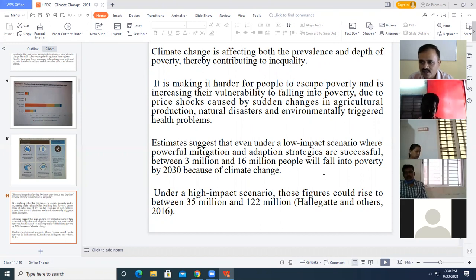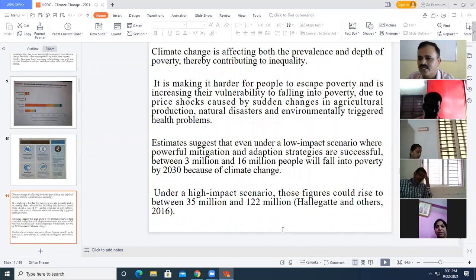So even if the countries of the world mitigate this problem of climate change and adopt various strategies to control the emissions and so on, even then poverty increases. That is, 3 million to 16 million people will fall into a poverty trap just because of climate change. In the high scenario, that is, if the temperature increases by 4 degrees Celsius, the number of people falling into poverty could rise to between 35 million and 122 million. So these estimates show us the severity of people falling into poverty.